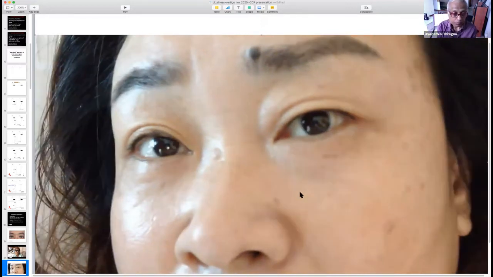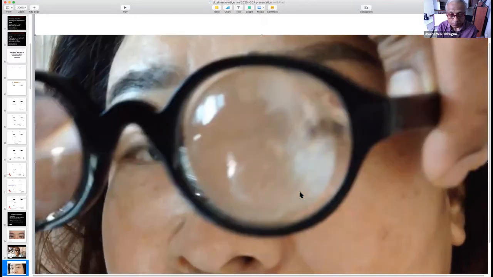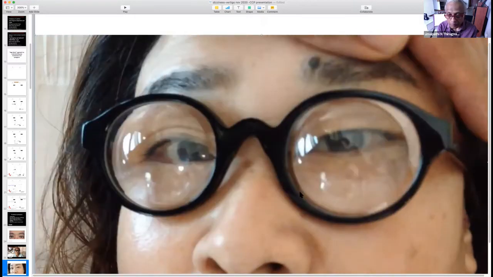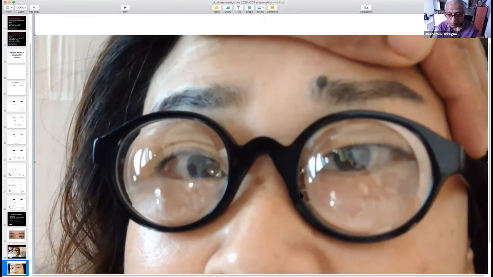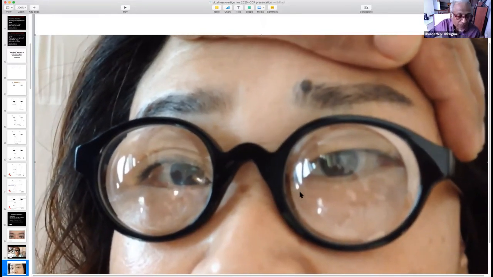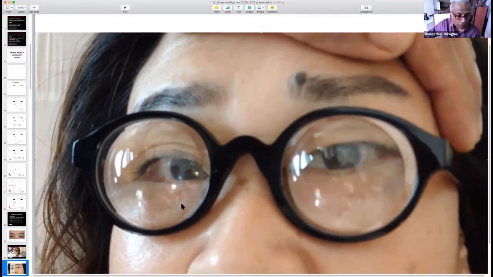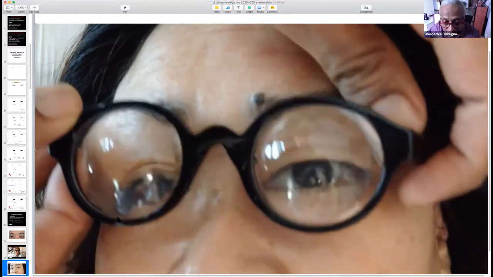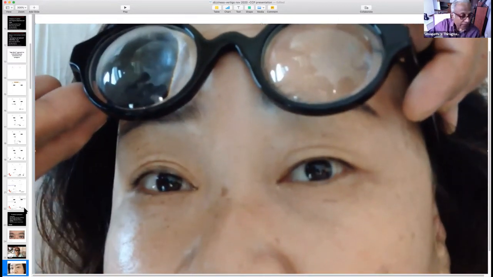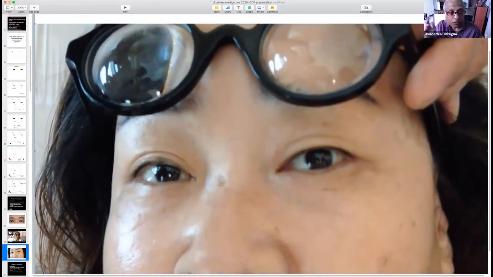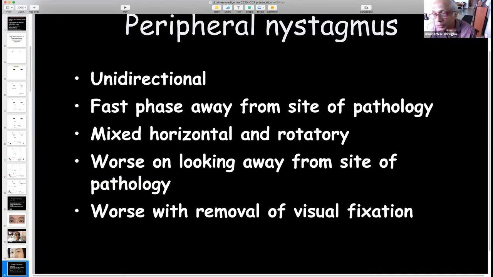So nystagmus is present but not very obvious. Now we take away visual fixation. You can see it nicely, right? So this is Romberg sign of the eye. Okay? Okay, when you remove the glasses and she can fix it now, the nystagmus dampens. Okay, so we have gone through the key features of peripheral nystagmus, right? Because we know that discerning the type of nystagmus will allow us to discern whether the person's vertigo is peripheral or central. So unidirectional, fast wave away from side of pathology, mainly horizontal, and worse when visual fixation is removed.